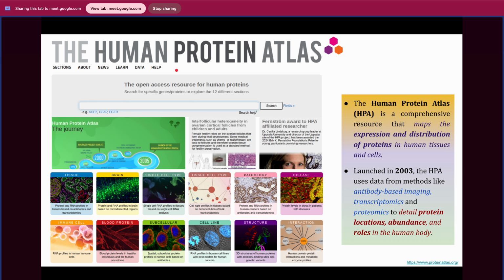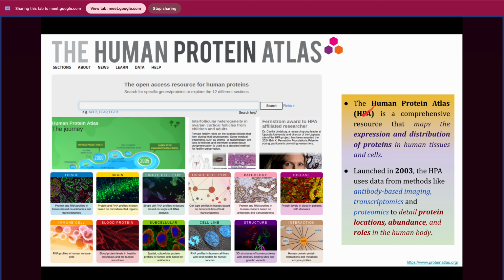So firstly, we'll talk about Human Protein Atlas. In this session, I'm going to talk about Human Protein Atlas in complete detail, because in the lecture many of the things were already covered. So I thought that instead of repeating them again, I'll just talk about new things. So let's explore Human Protein Atlas.